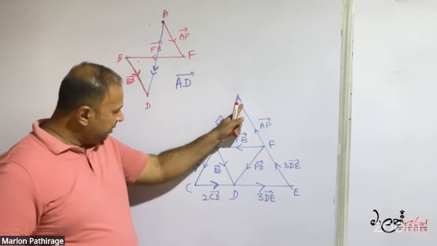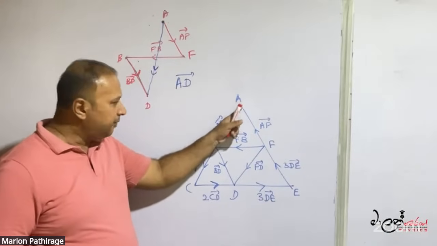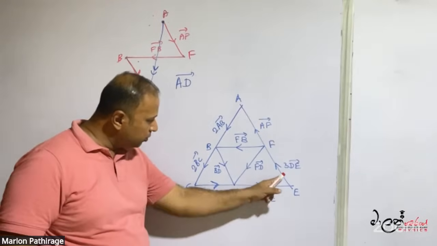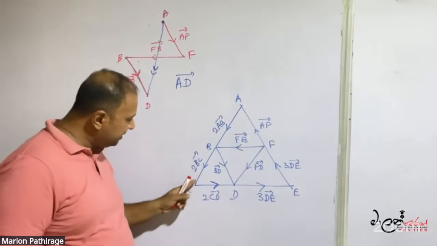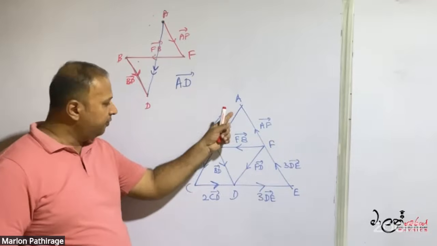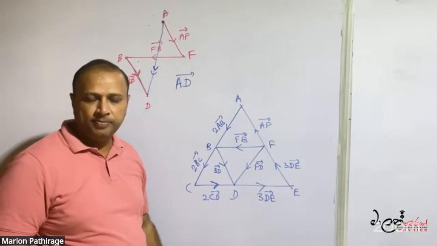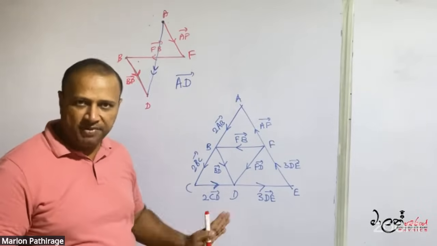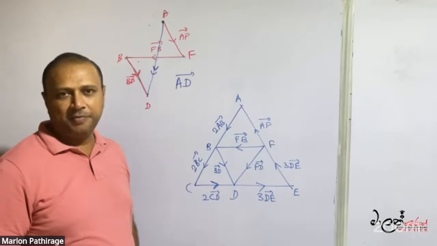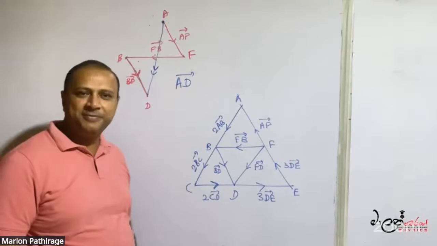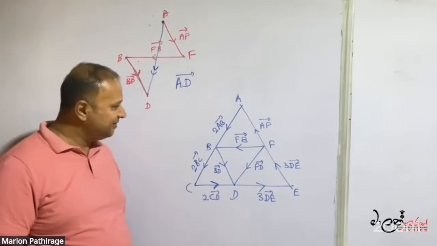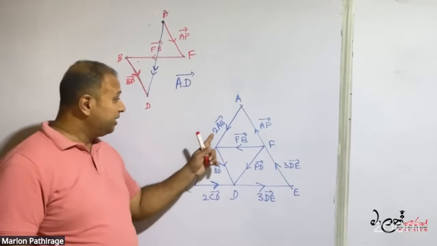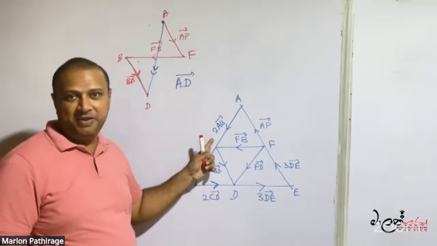Now it is very clear. If I start from here and go through like this, all of these vectors are in a closed loop. Therefore, their resultant should be zero. But there's a problem. What is the problem? There are two AB vectors.